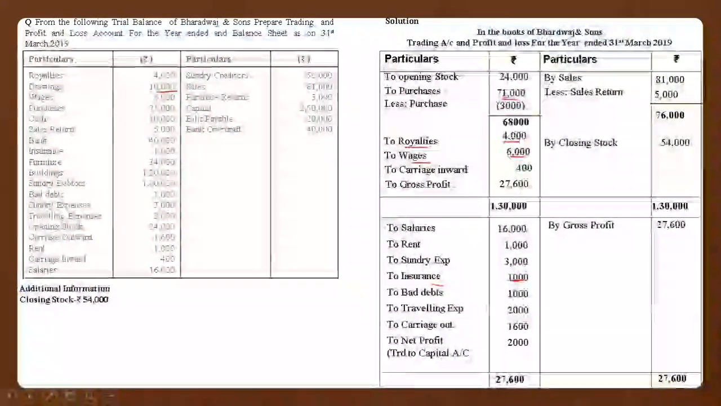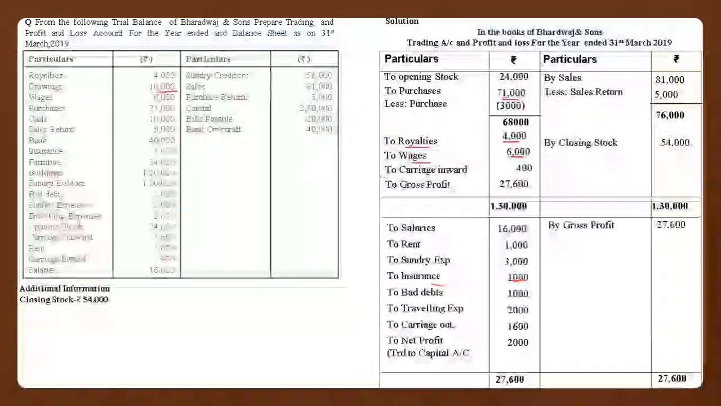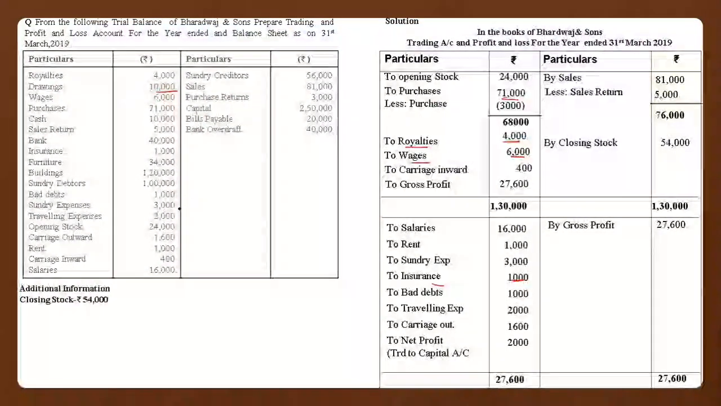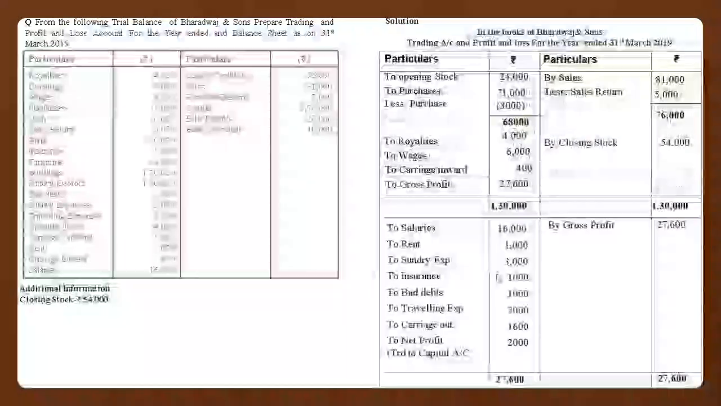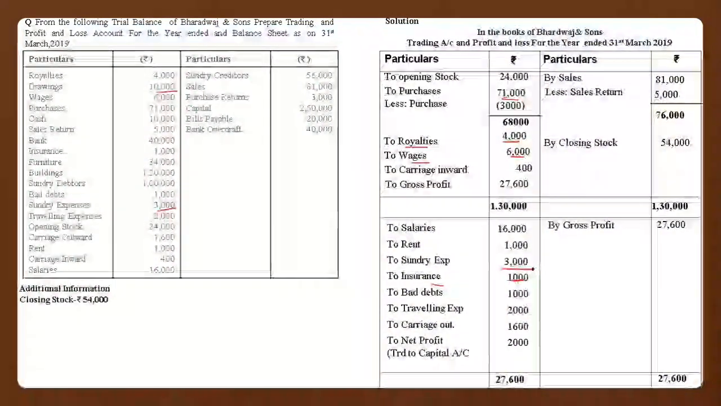Next one is sundry expenses. Sundry expenses is given 3,000 rupees, and expenses is there. So expenses you are going to record in the P&L account debit side. So sundry expenses given 3,000 rupees. So you have to write 3,000 rupees here. Sundry expenses 3,000 rupees.